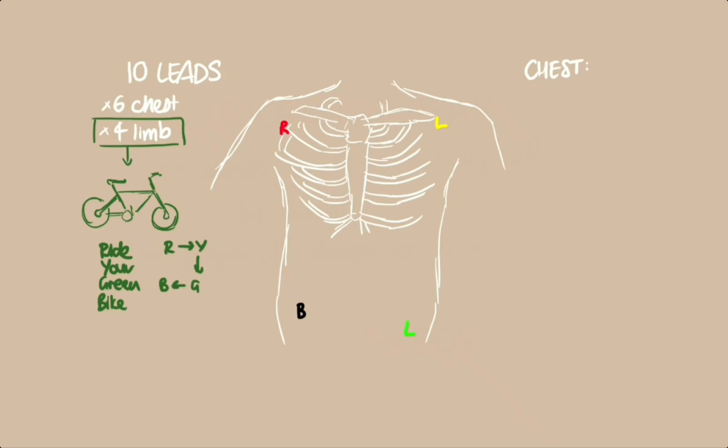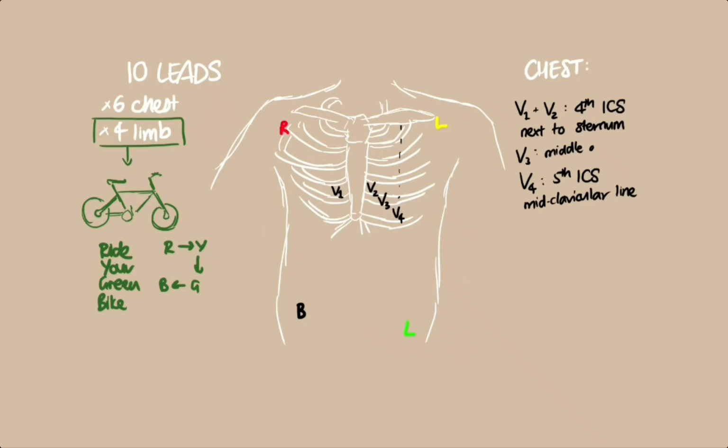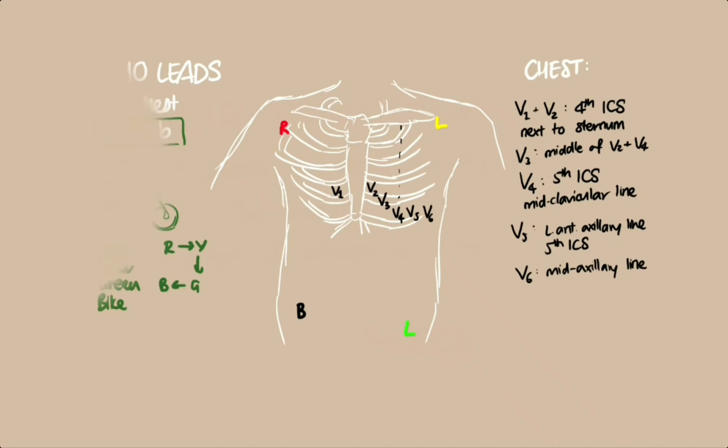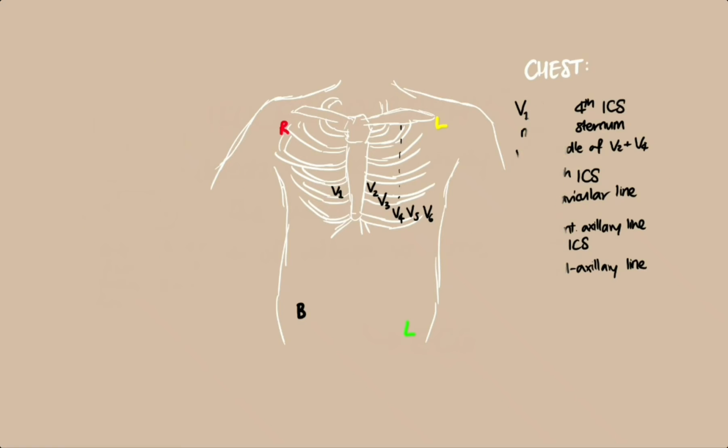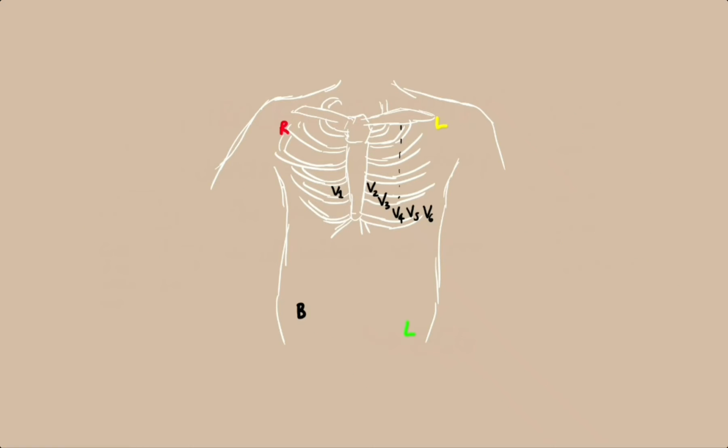For your chest leads, V1 and V2 are placed in the 4th intercostal space, either side of the sternum. V4 is placed in the mid-clavicular line, in the 5th intercostal space. V3 is placed in the middle of V2 and V4. V5 is placed in the left anterior axillary line. And finally, V6 is placed in the mid-axillary line, so just below your armpit in the 5th intercostal space, or just below it.